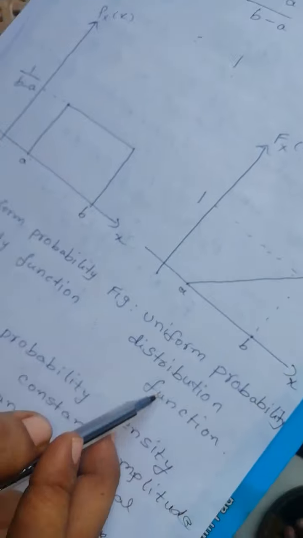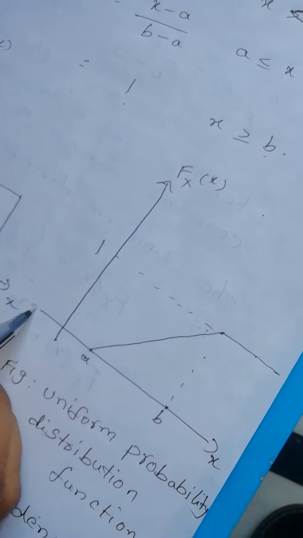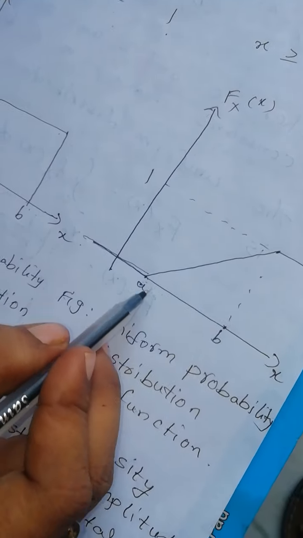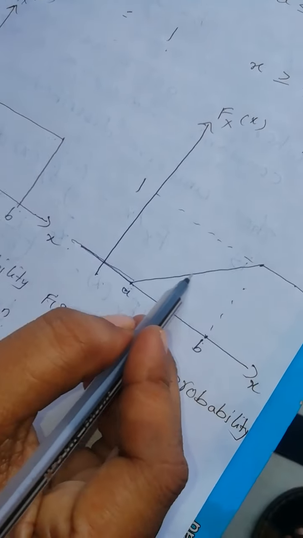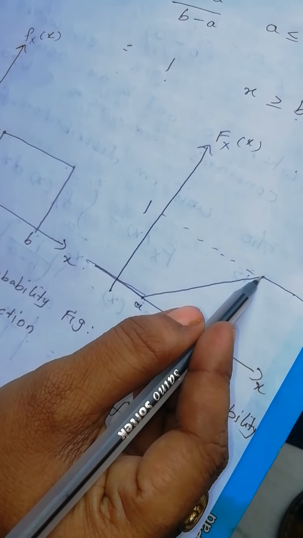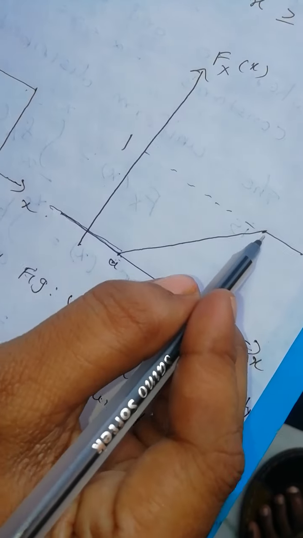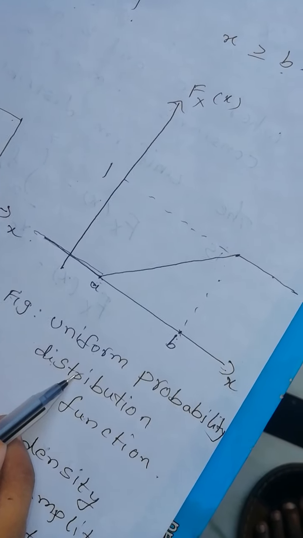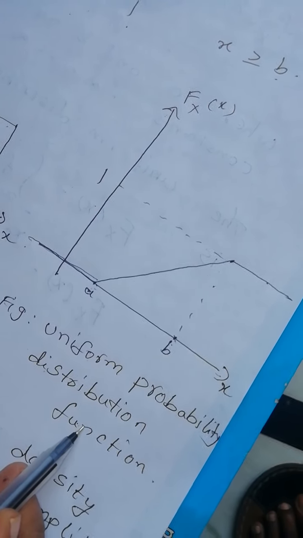Now the uniform probability distribution function. For x less than a, the uniform distribution function is 0. Between a and b, it is x minus a by b minus a, which is a linearly increasing graph. For x greater than or equal to b, that means at x equal to b and beyond, the distribution function is 1. So by using these expressions, we draw the plots for the uniform probability density function and the uniform probability distribution function.